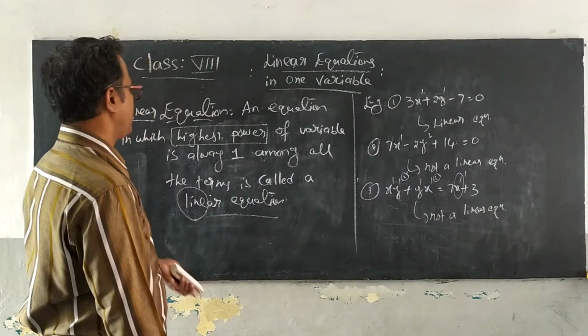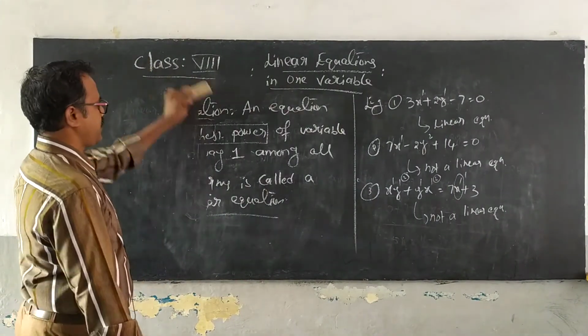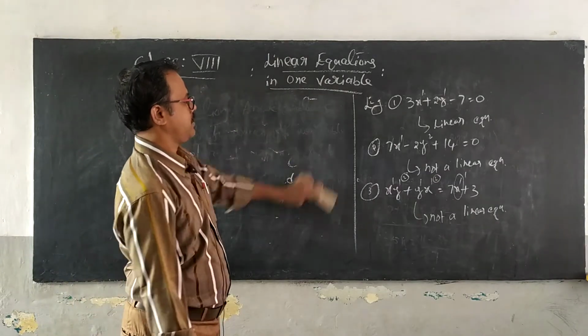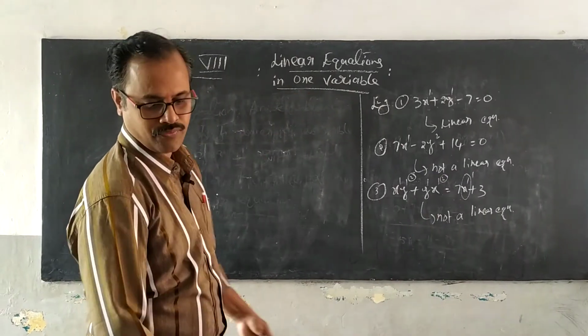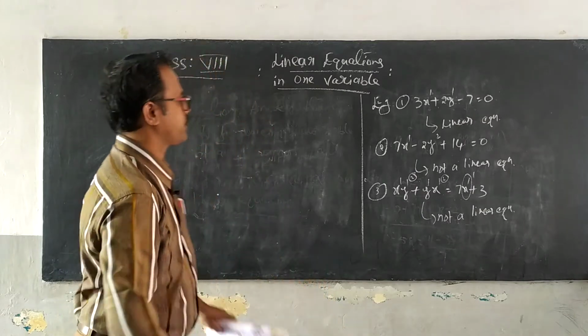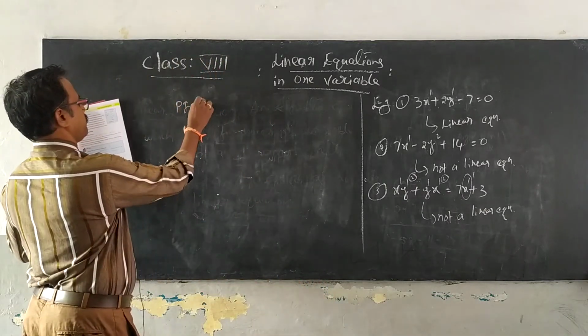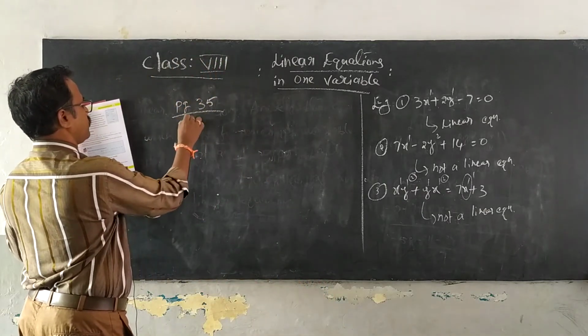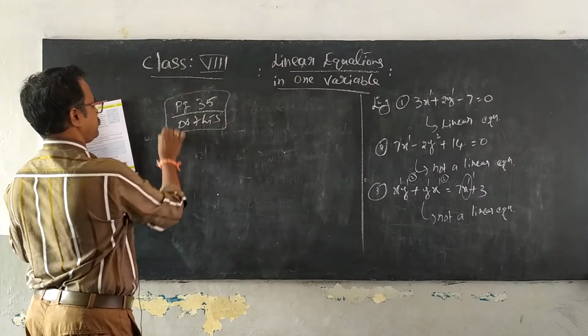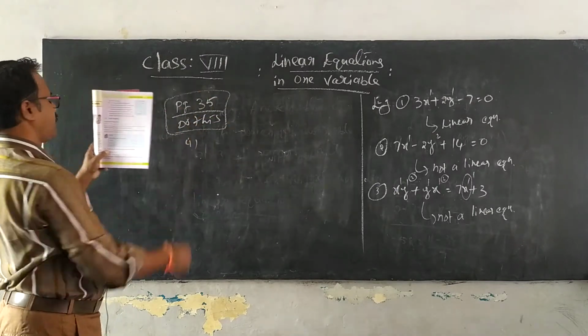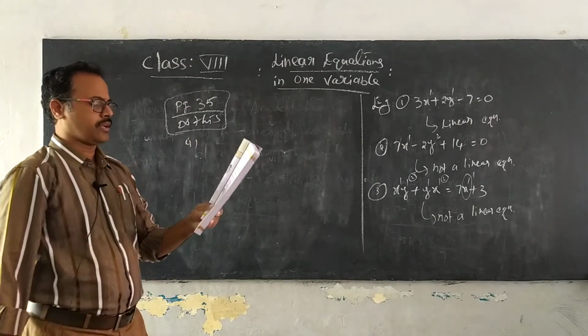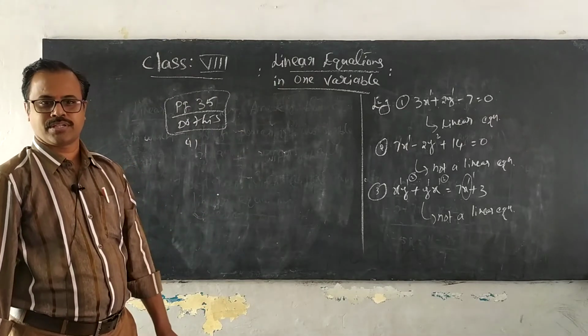Now you see in your page number 34, you have a do this. Come on, see everybody. In your page number 35, you have a do this. Page number 35, do this. The first question is given. What is the task there? Which of the following are linear equations?